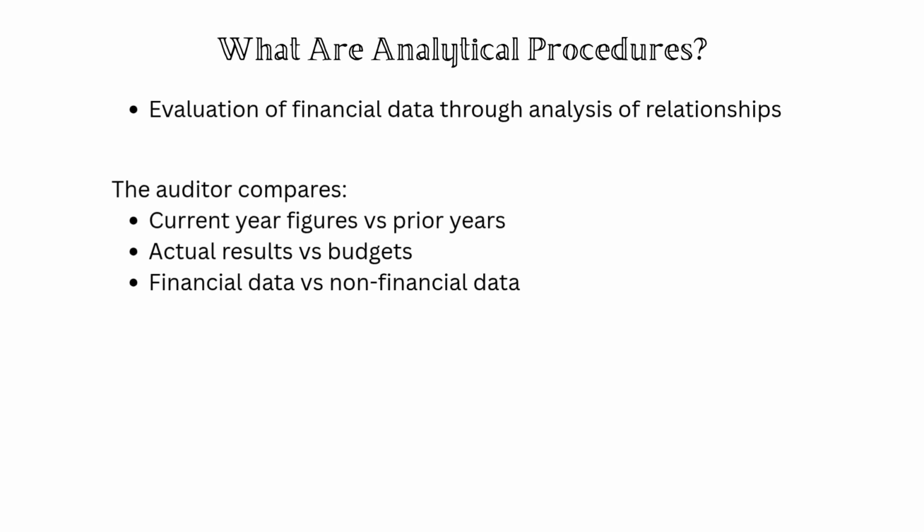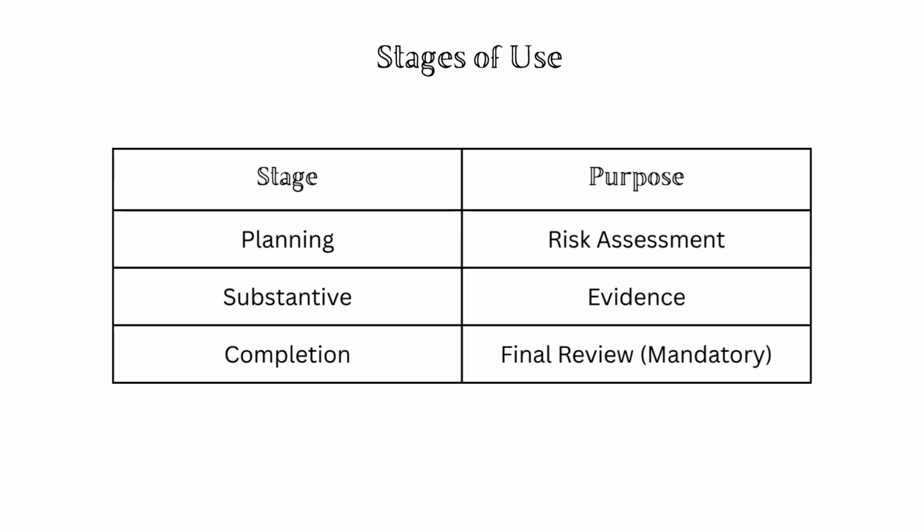Now, moving forward, the objective of ISA 520 is to help the auditor obtain relevant and reliable audit evidence and identify areas of potential risk. Therefore, analytical procedures are used not just for evidence but also for risk assessment and review. It is important to understand that analytical procedures are used at three key stages of the audit.